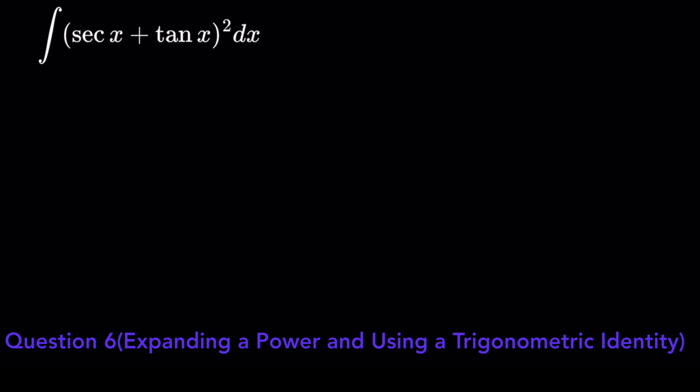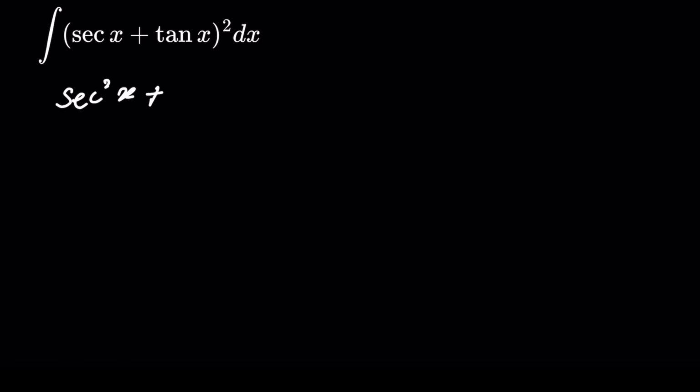In this example, we'll be expanding a power using a trigonometric identity. We're given this expression, secant x plus tan x whole squared, and we need to integrate it. Our first step is to expand the square. So we're going to write it as secant squared x plus 2 secant x tan x plus tan squared x.